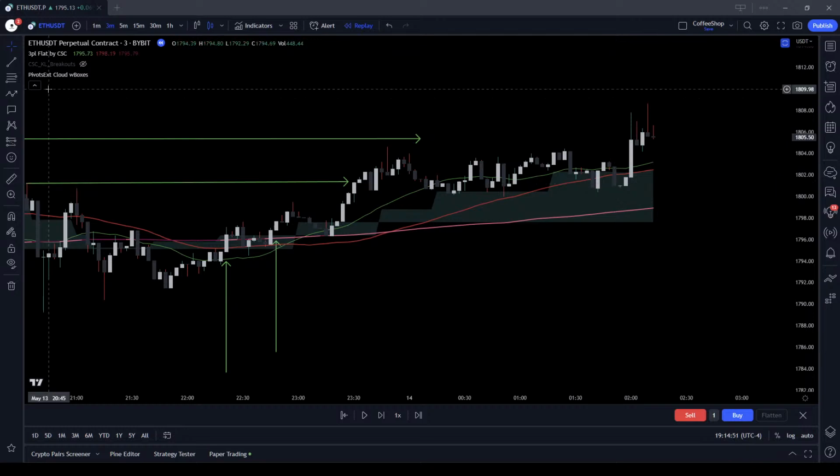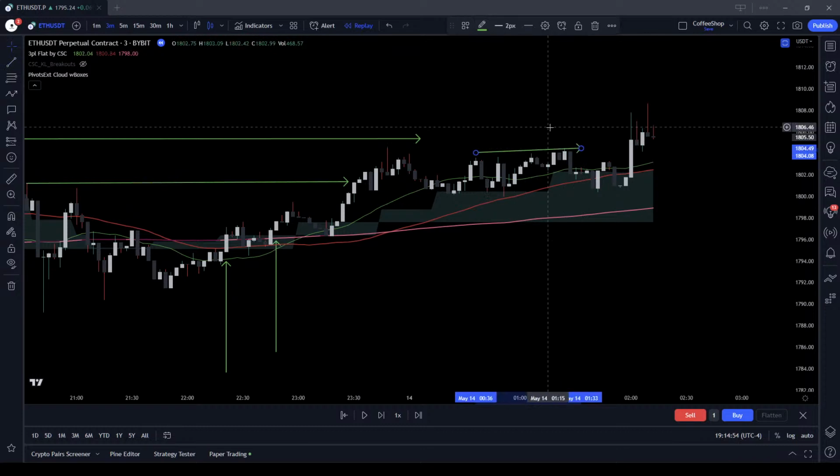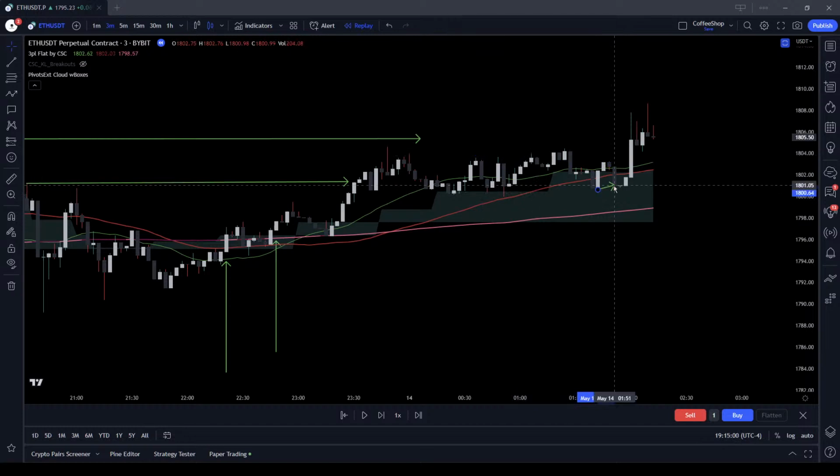Also, I don't have any lower highs. I have nothing but higher highs preceding. Yes, I do have this lower high here, but I don't have any lower lows to go along with it.